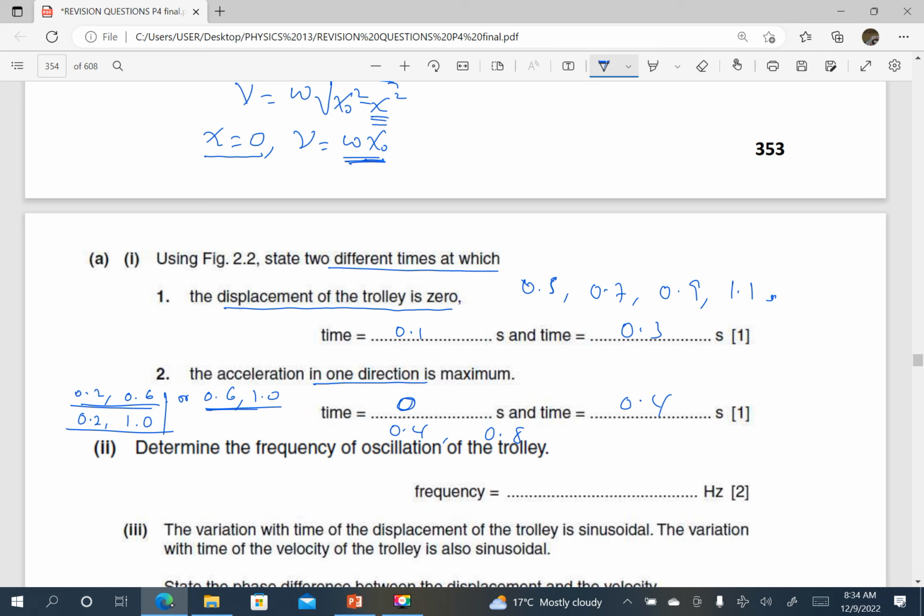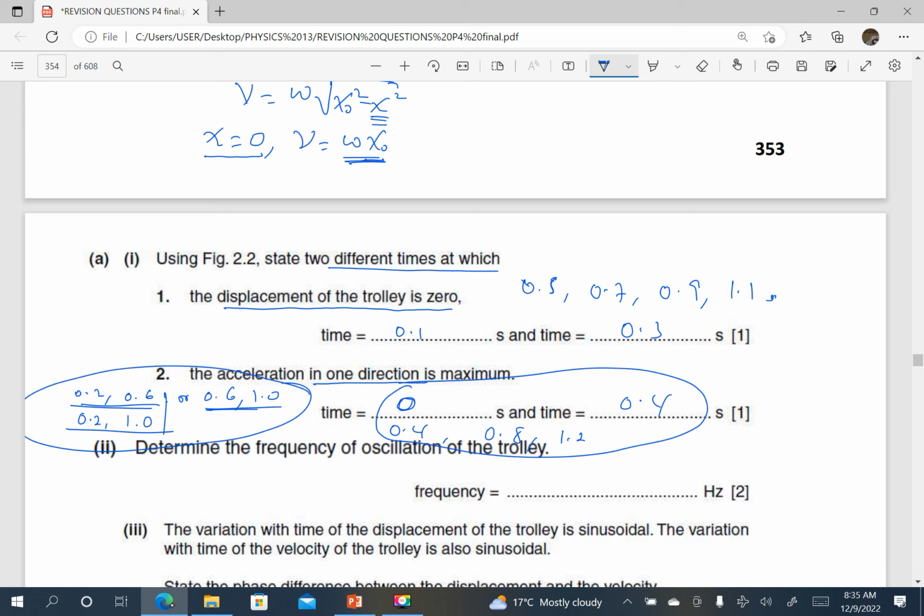I want positive gradients: 0 and 0.4, 0.4 and 0.8, yes, 0.8 and 1.2. 1.2 can also work here. So you just need a pair of these. These ones are positive gradients and these ones are negative gradients.